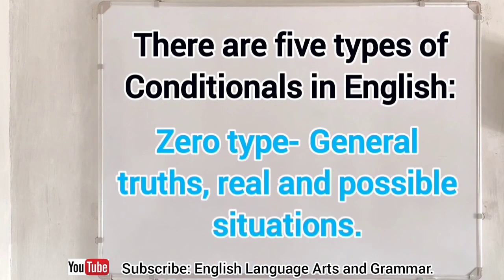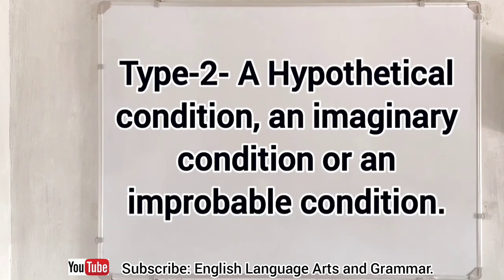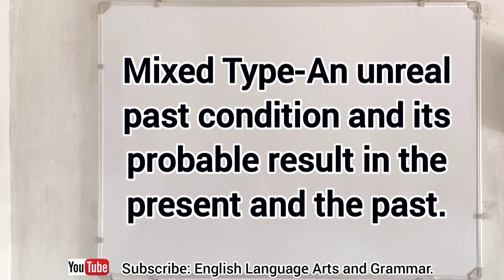Zero type, which talks about general truths, real and possible situations. Type 1. It's an open condition, which talks about probable or possible condition in the present. Type 2. A hypothetical condition or an imaginary condition or an improbable condition. Type 3. An impossible condition or an unreal past condition or an unfulfilled condition. Finally, the mixed type, an unreal past condition and its probable result in the present and in the past.